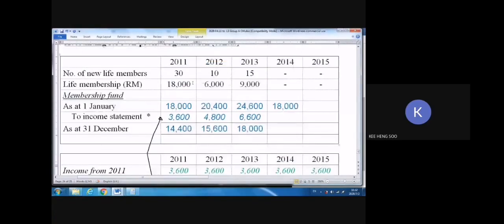Understand? The money is only received in 2011. This money is received in 2012. This money is received in 2013. Understand?